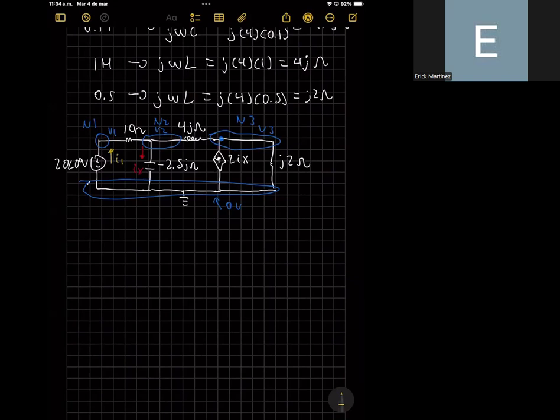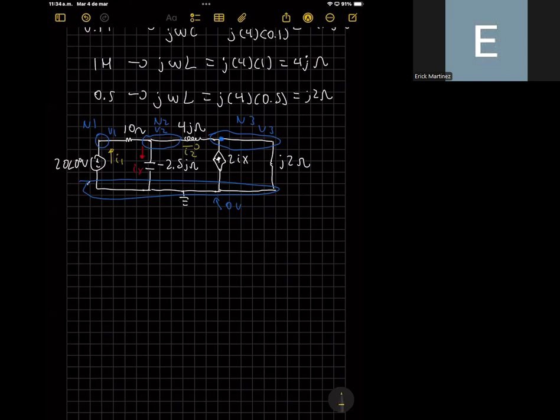Here we have Ix. So I1 is split between Ix and another current that passes through the inductor, which I will label here as I2. So this current is going from the voltage source to the resistor of 10 ohms, and it is split between the capacitor and the inductor. The current that goes through the capacitor is Ix, and here we have I2.